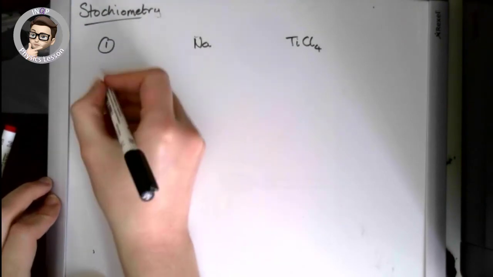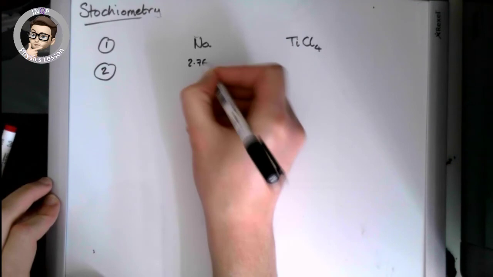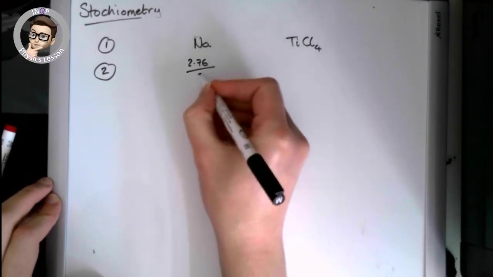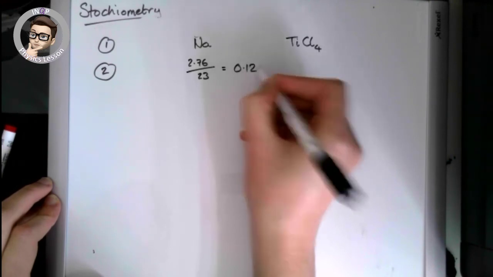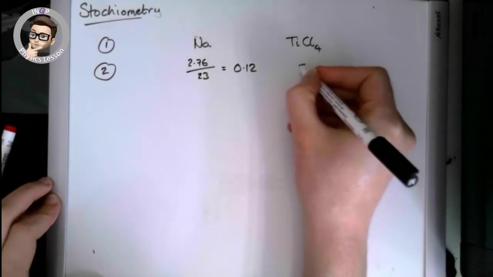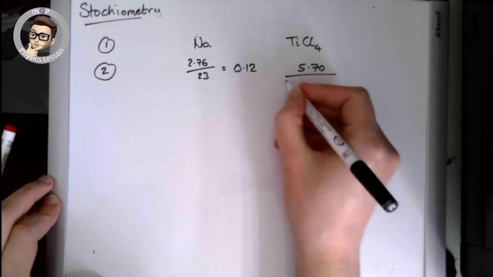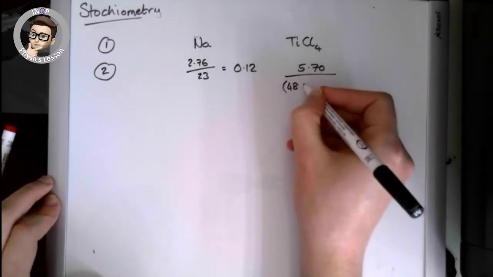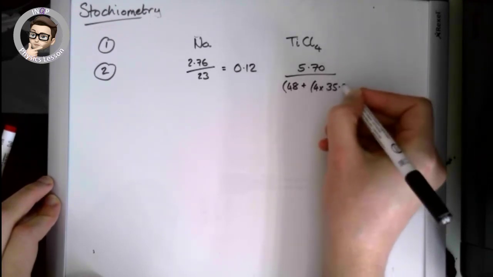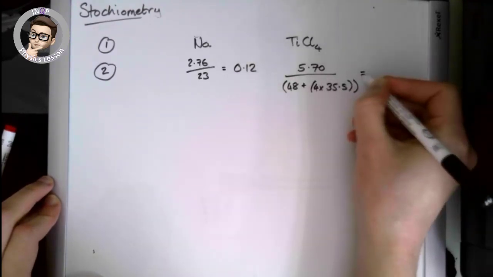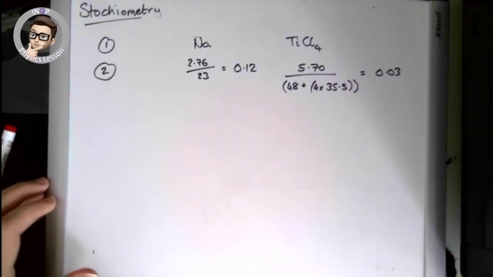So my number of moles is going to be 2.76 divided by 23, because it's a relative atomic mass of 23, which gives me 0.12 moles. And 5.70 grams of titanium chloride, divide that by 48, which is my titanium, plus 4 lots of 35.5, which will give me 0.03 mole of titanium chloride.